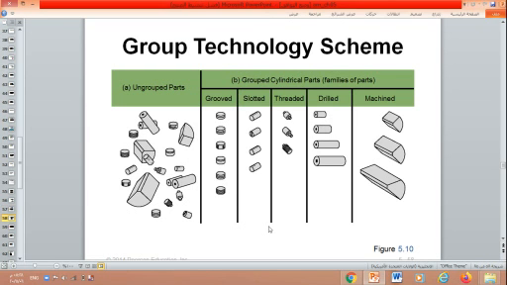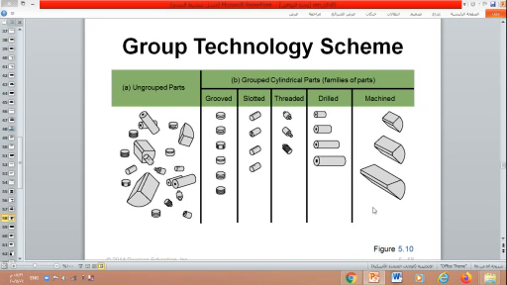This figure is an example of group technology. It can be used to easily identify and order different components, as you can see. Here we have group parts, and here we group parts into families of parts. The parts which have similar characteristics are grouped into the same cells.